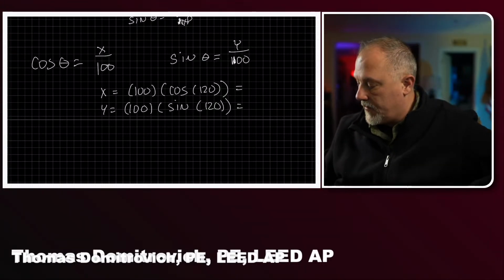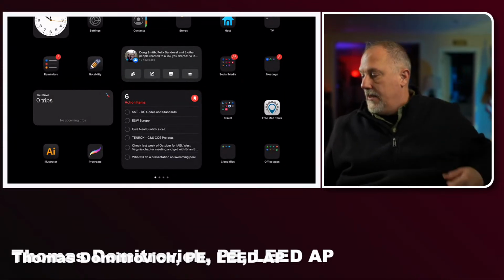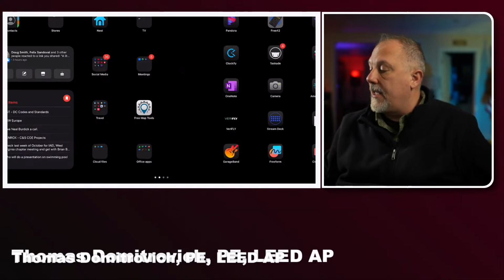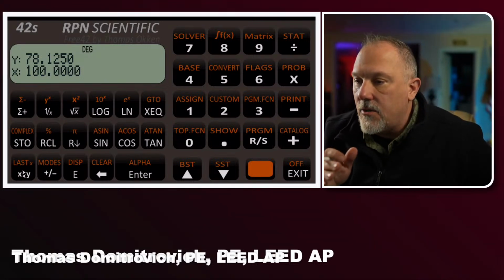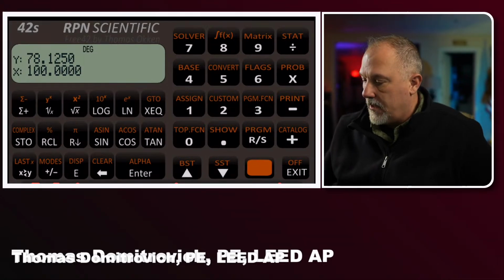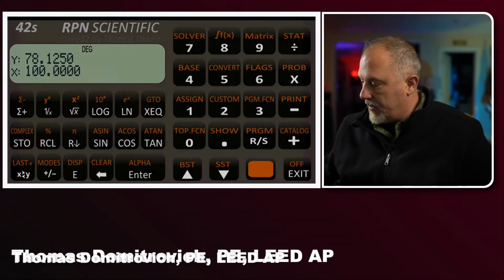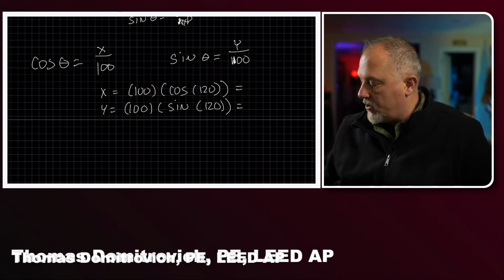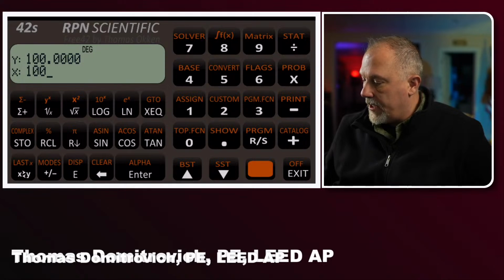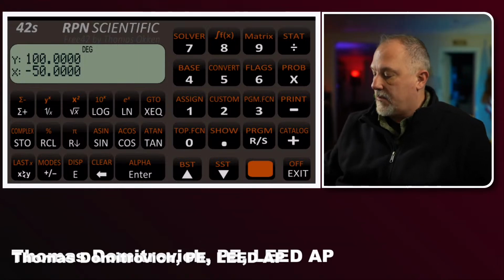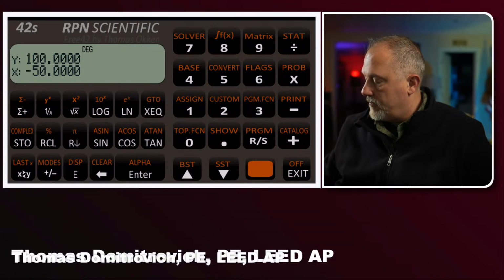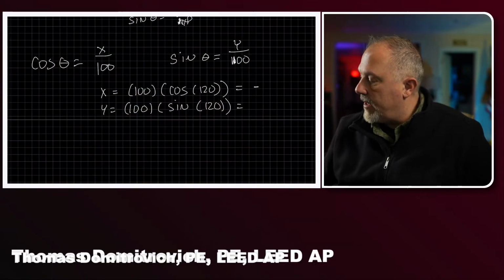Let's see what those equal. I will do it on my iPad. If I can find my calculator. Where is my calculator? There it is. I don't know how many of you use reverse polish notation. All right, so let me go back to this. 100 times cosine of 120. So if I say 100, 120 cosine times, it's minus 50. So x equals minus 50.